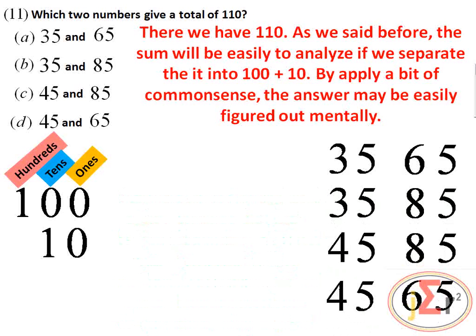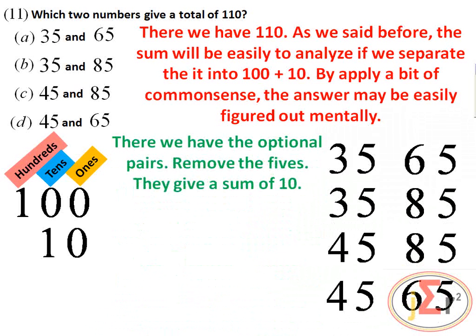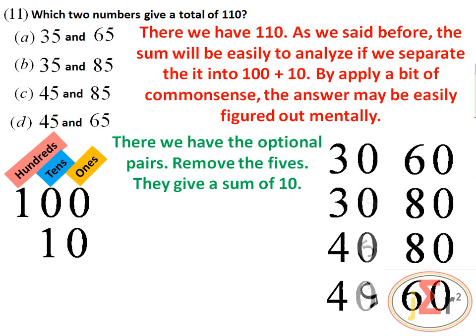So what do we have over here? There we have the optional pairs. Remove the 5s, they give a sum of 10. Right. So the pairs that we have here are the pairs in the options. So we will remove the 5s because each pair of 5 will give a sum of 10. Right. So remove those. That is what we will have.